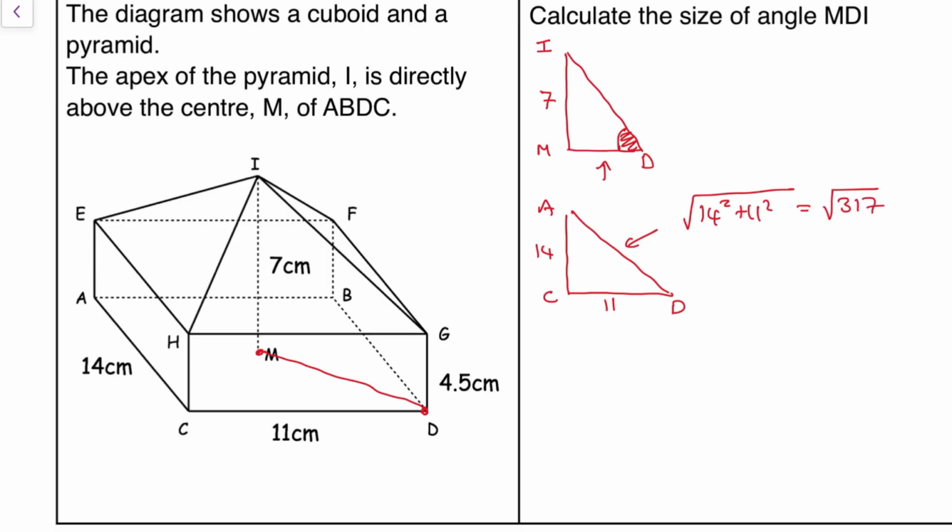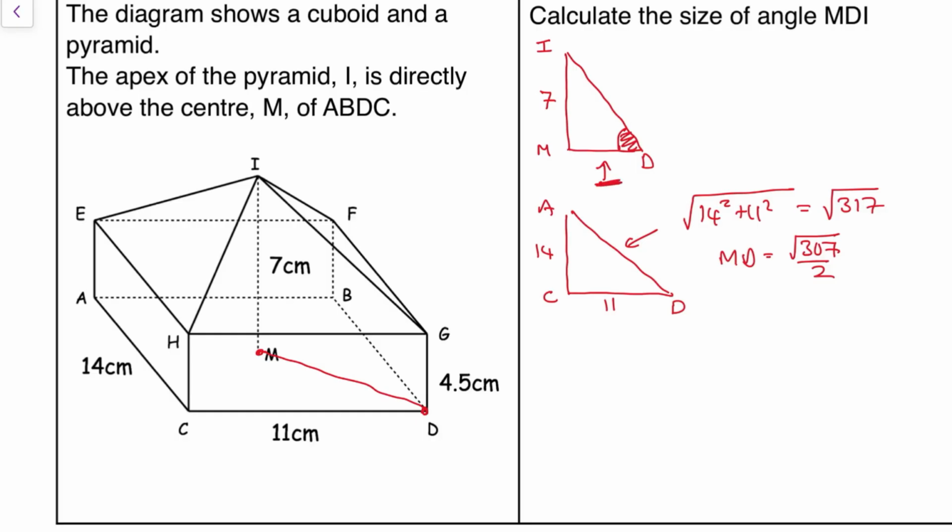Now, as I said right at the start, if M is in the middle, well, that means M to D, which you'll remember is the thing that I want above, is going to be half of this. So it's going to be root 317 over 2. Now, you'll notice I'm leaving everything as an exact value, just makes it slightly more precise. But if you want to use rounded numbers, that's fine. Just use lots of decimal places, make it safe.